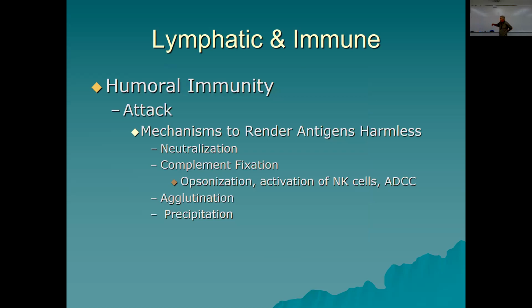Okay, how do antibodies work? Mechanisms to render antigens harmless. So in other words, just having this protein bind to this foreign antigen on a foreign cell or virus, how's that going to actually destroy it? One, neutralization, and that just happens with the poisonous proteins. This is more like a snake bite and things like this where you use serum. You neutralize the poison. It can't bind to cells and damage cells.